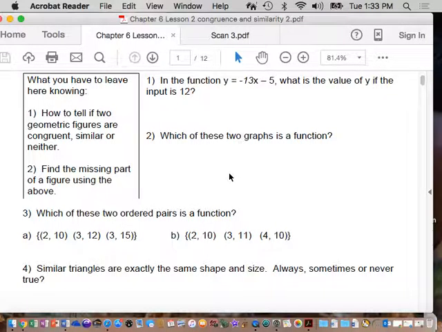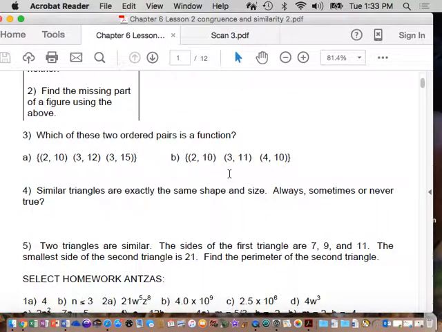Which of the two graphs is a function? You tell me. On your paper, which one? Can I see your paper, Jocelyn? A is not, B is. The reason is the vertical line test, folks. Which of these is a function? A is not, B is. A is not because of the two 3's.